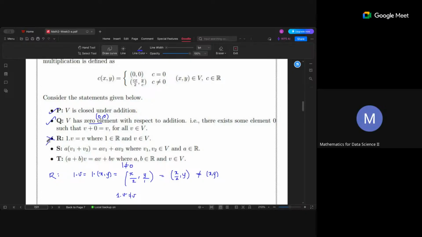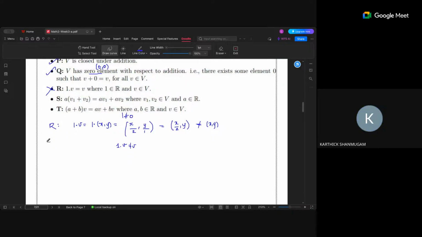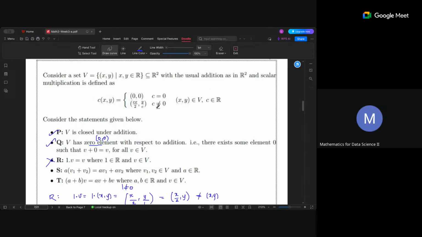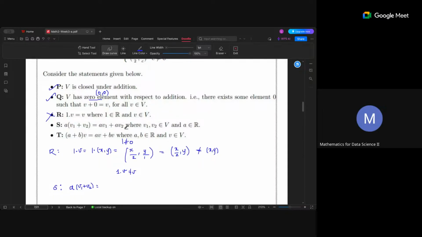Right? Okay. What about S? S is about A times (V1 plus V2). According to the definition, when A is 0, everything becomes 0, so there is nothing to see. So A is 0 is the straightforward case. Let us assume A is non-zero, and let us say V1 is (x1, y1) and V2 is (x2, y2).